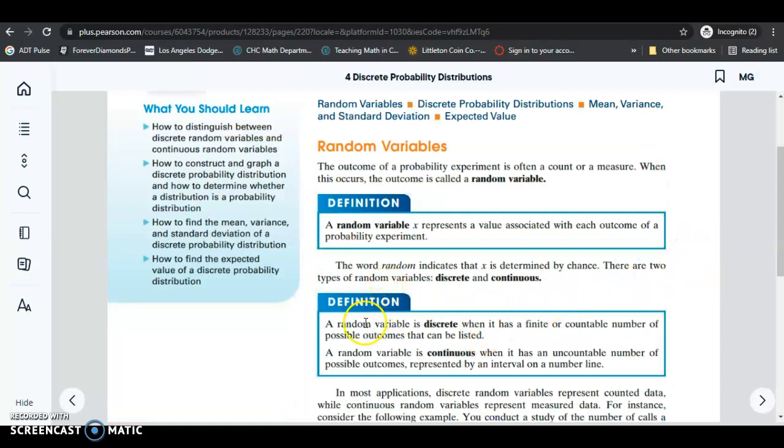Okay, so a random variable is discrete when it has a finite or countable number of possible outcomes that can be listed. And then a random variable is continuous when it has an uncountable number of possible outcomes represented by an interval on a number line. So for a discrete random variable, the keyword here is that the outcomes are countable or can be listed. Likewise for a continuous random variable, the possible outcomes are represented by an interval on the number line. Those will help you remember the difference between the two types of variables.